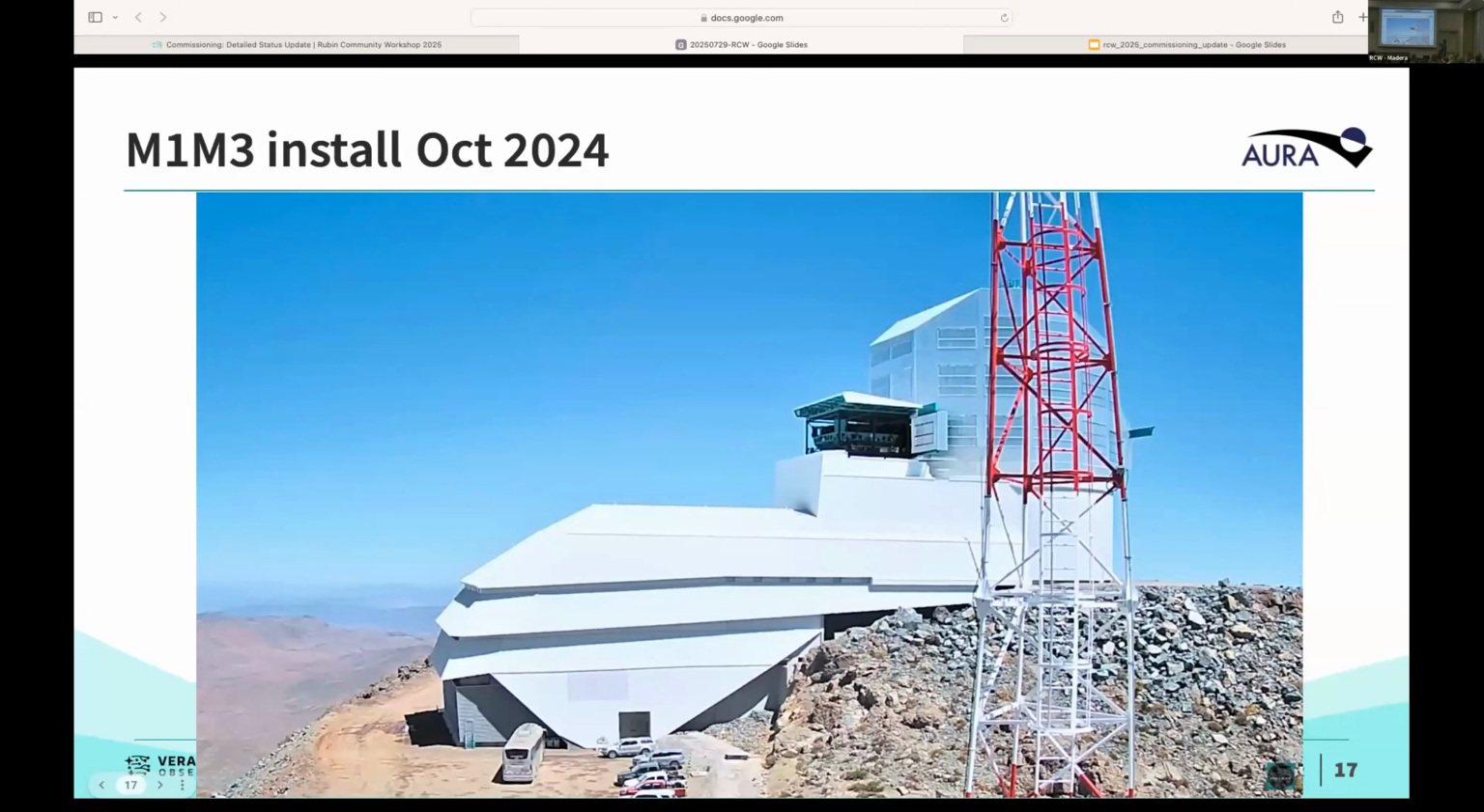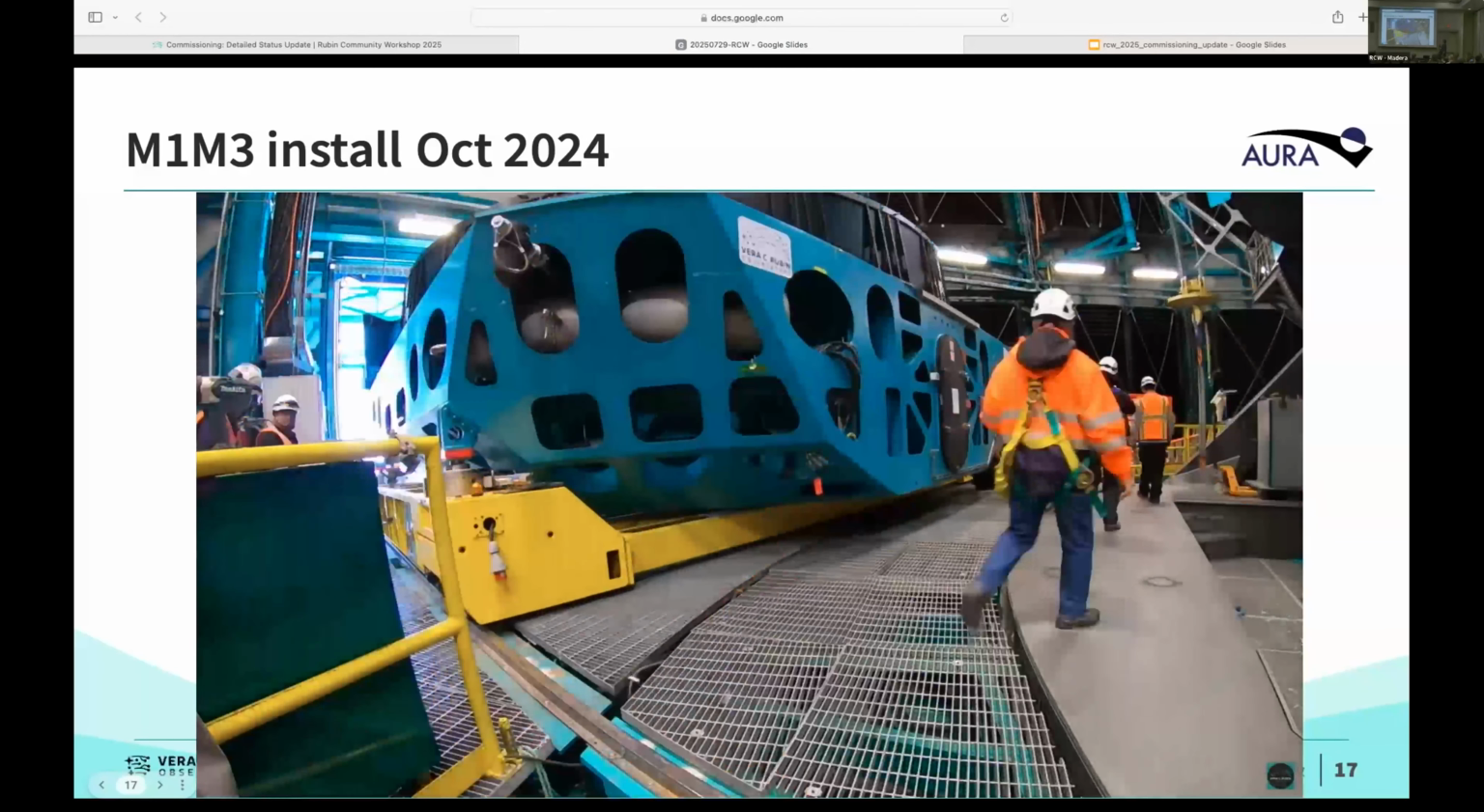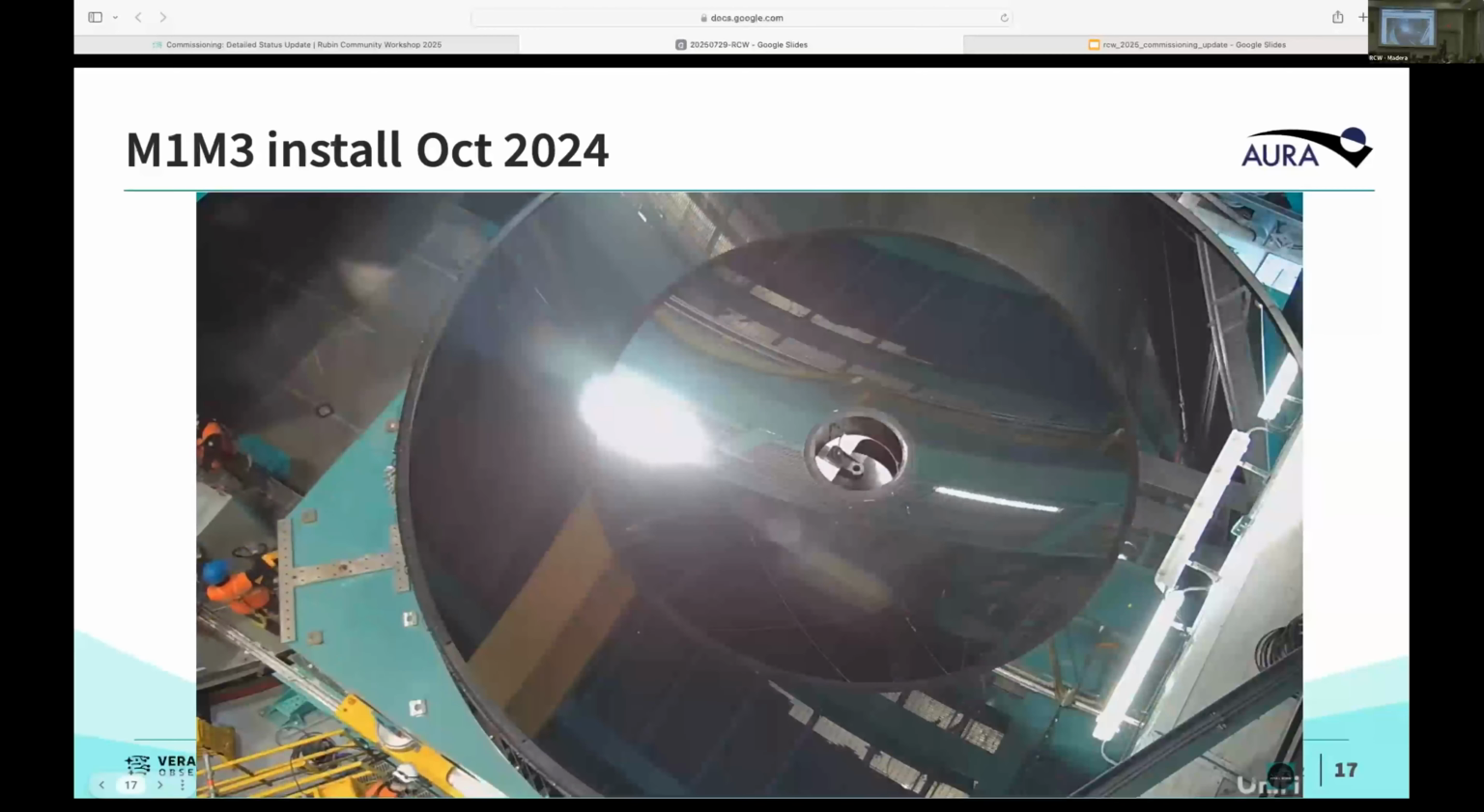Oh, here you can see the P-flow at the top with three sides, Chilean Andes. Railroad tracks in the dome floor, rolling it underneath the telescope now.